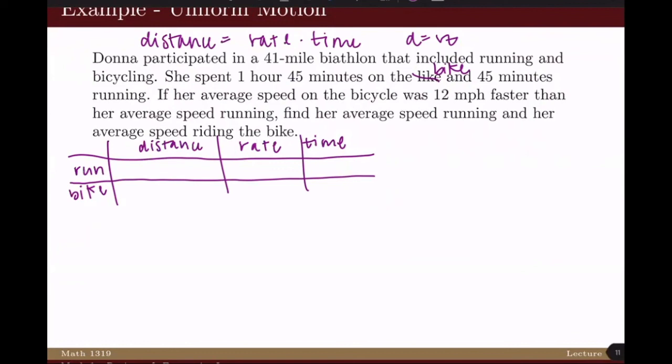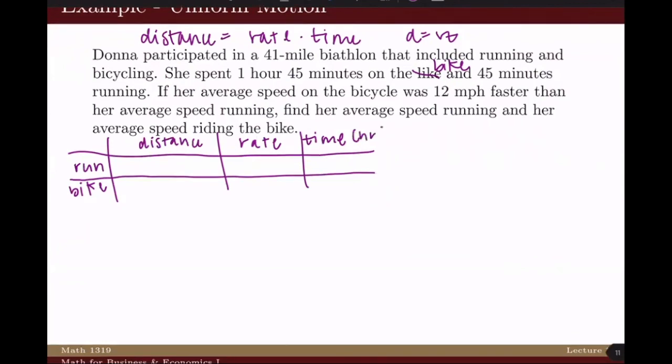So that means my time in hours is going to be 0.75 because 45 minutes is 3/4 of an hour. And then my biking is going to be 1.75. And then I don't know my rate when I was running, but I know that the average speed on the bicycle was 12 miles faster. So if my running rate was X, my biking rate was X plus 12, since 12 miles faster.